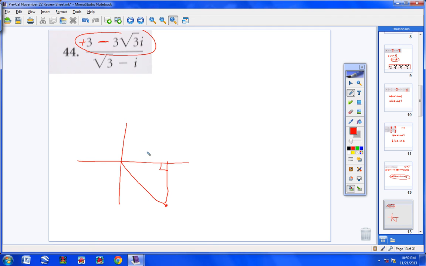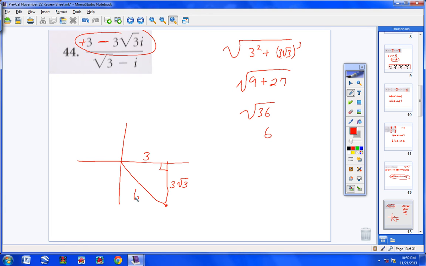I go positive 3 and then down 3 square root of 3. If you use Pythagorean's theorem, you're going to square the 3 and you're going to square the 3 square root of 3, which would give you 9 plus 27. So you get the square root of 36, which is 6. So the hypotenuse will be 6.